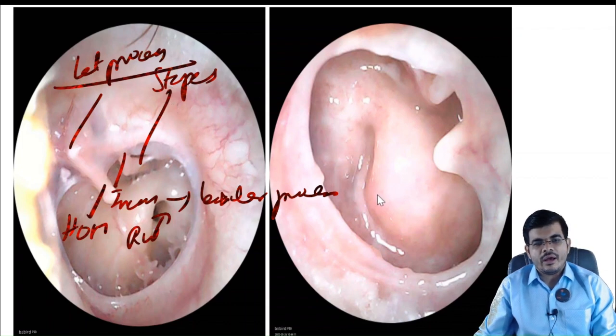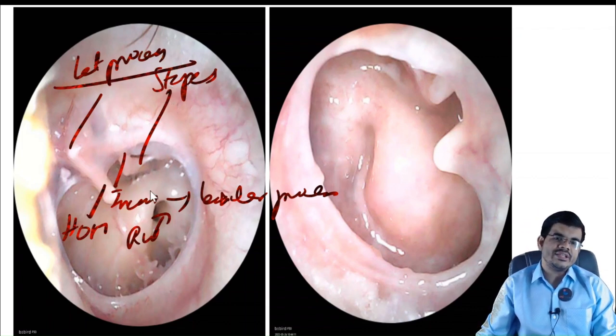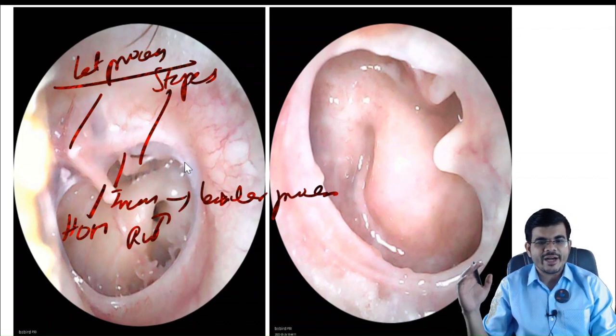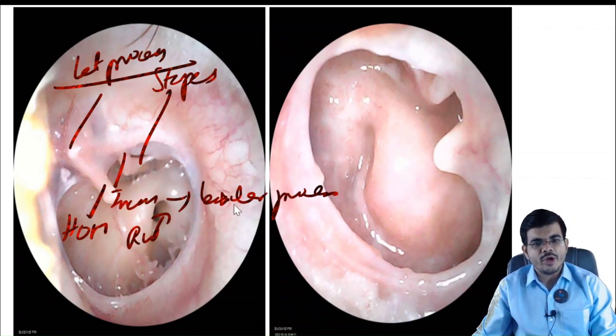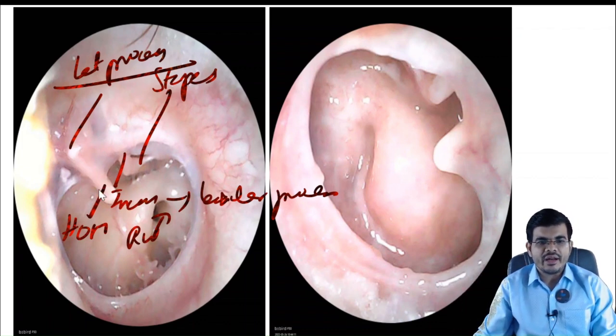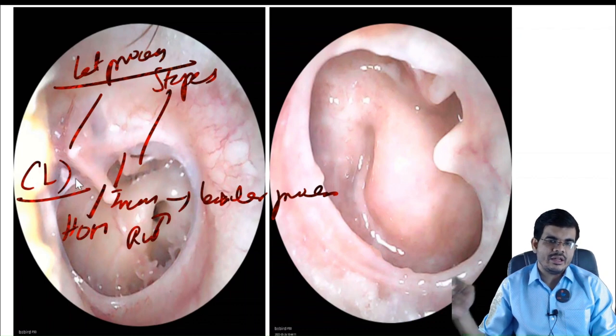So which side is this? How will you identify the side of the tympanic membrane? First of all, you have to look whether any ossicles are seen, and if the handle of malleus is seen, you can look at the direction of the handle of malleus. If it is shifted to the left side, at the 11 o'clock position, then it is the left tympanic membrane.